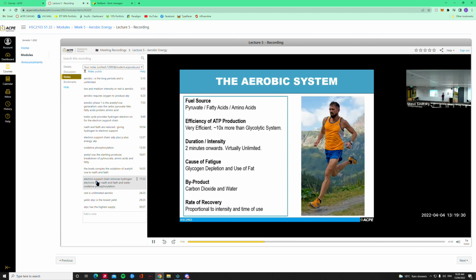So here's a summary of the system. We know the fuel source. We are going to get into the efficiency of the system. It is our most efficient energy system by far. Times 10 compared to the glycolytic system is actually pretty comfortable. Like, it's even better than that. I'm being conservative with a times 10 measurement.